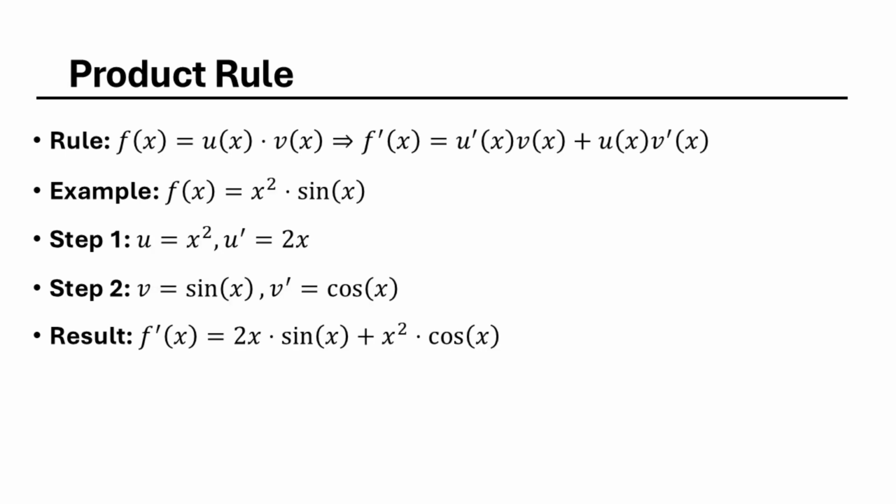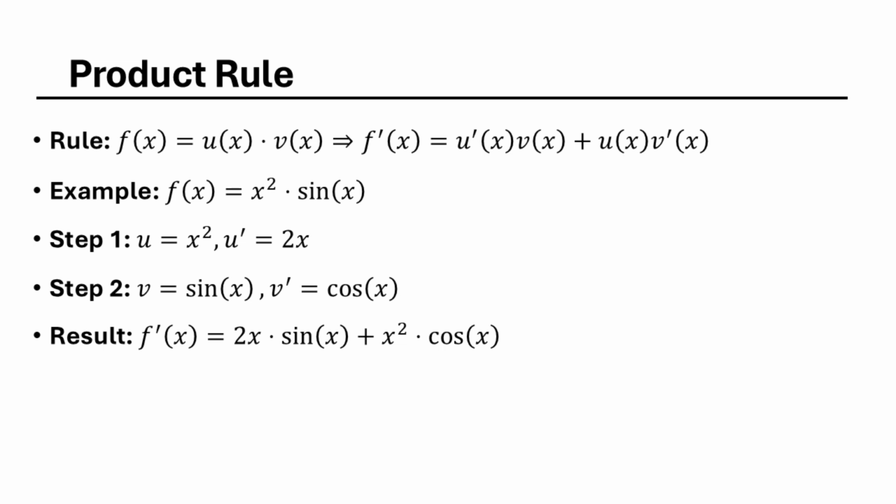Now things get a bit more interesting. When you have two functions of x multiplied together, you cannot just multiply their individual derivatives. That is a very common mistake. Instead, we use the product rule. If f of x equals u of x times v of x, then f prime of x equals u prime of x times v of x, plus u of x times v prime of x.